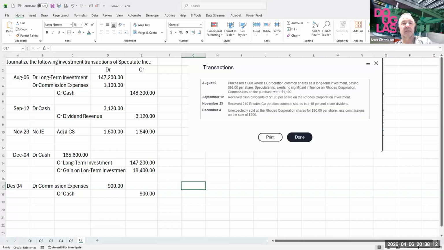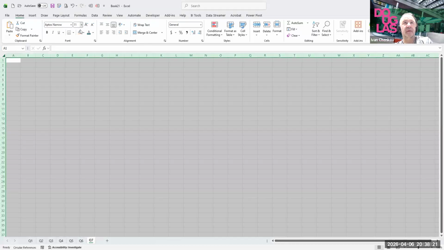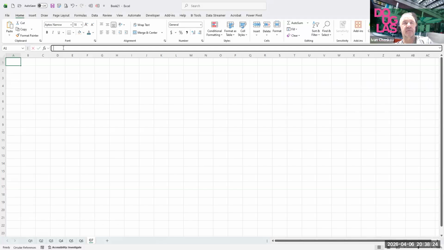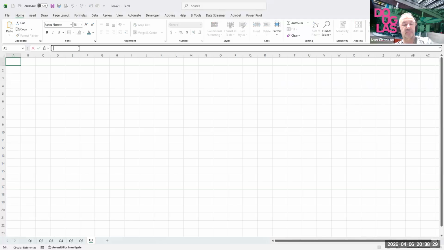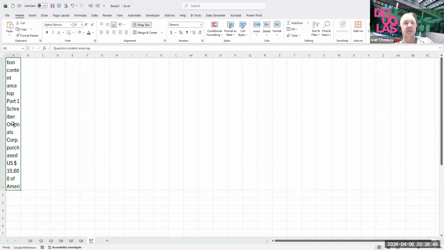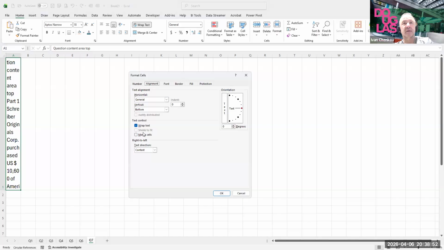Let's move to question number 7, which is gonna give you access to new information. This company purchased syrup that sells in Canada. They use American dollars. Let's see what they did and how they did it. Let's format these cells first because I don't like the alignment.